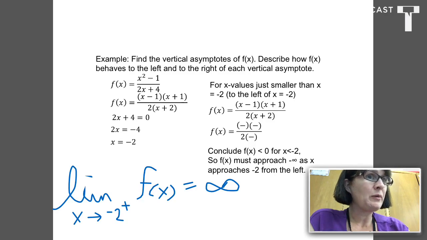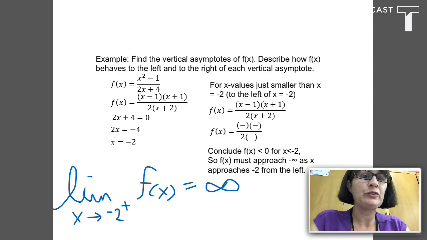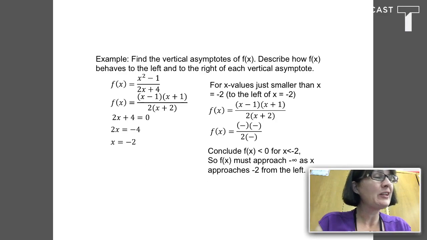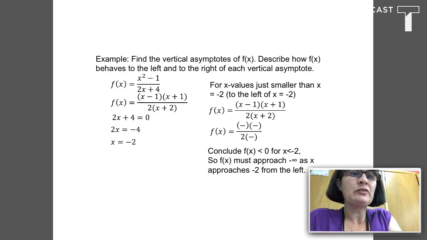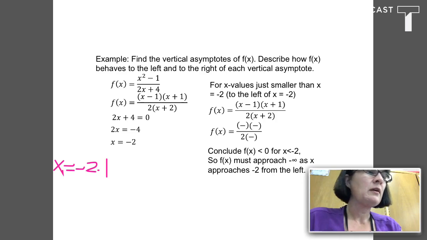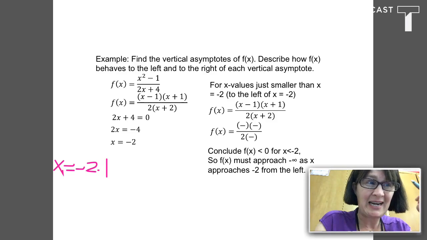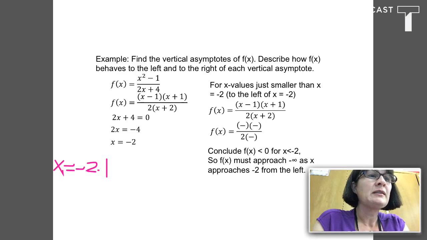Now if I want to explore what happens to the function f of x as I approach negative 2 from the left, I'm going to pick a number a little bit to the left of negative 2. So think about maybe negative 2.1. I'm going to have a similar experience when I try to plug in. Remember, I only care about the sign of each factor. Negative 2.1 take away 1 will be negative. Negative 2.1 plus 1 is still negative.